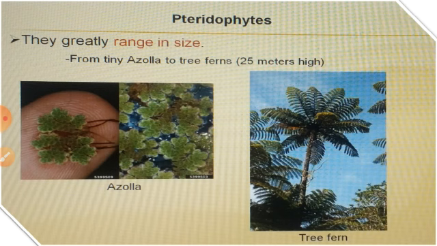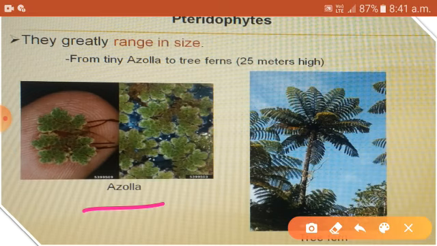Pteridophytes range greatly in size. They range from tiny azolla plant, you can see here azolla plant, to huge tree ferns which reaches up to height of 25 meters.